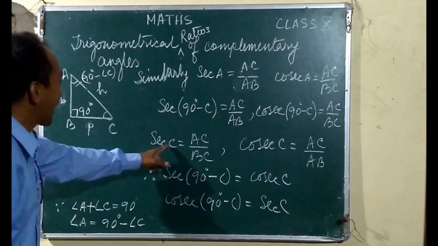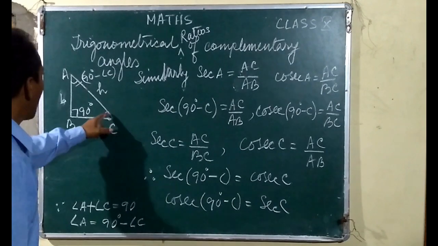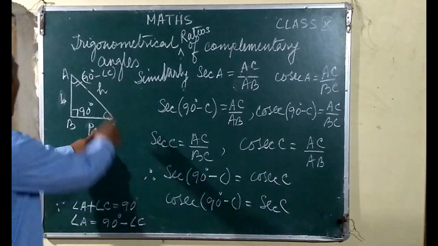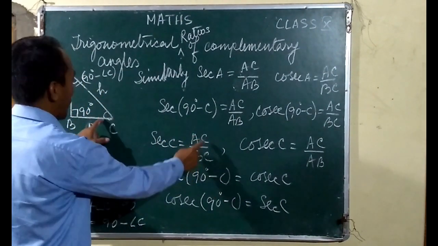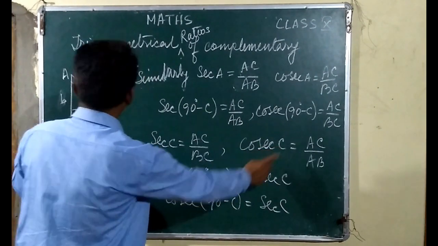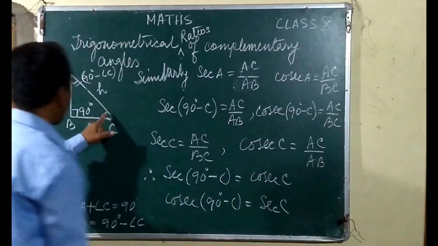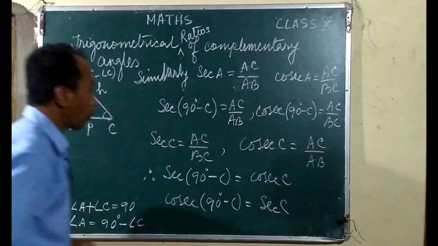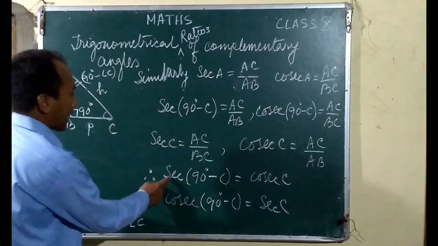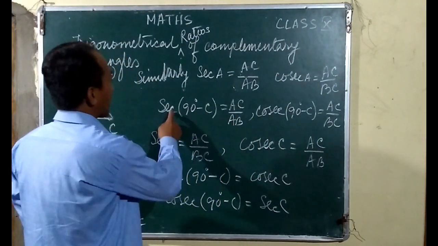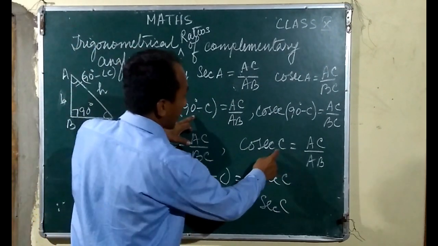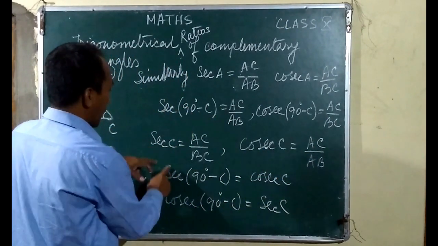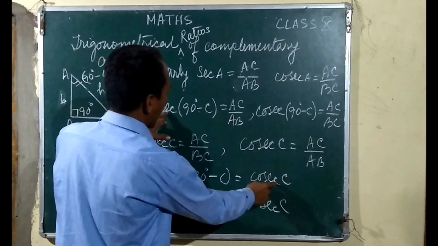Now we find out sec C. So when we measure this angle, this becomes a perpendicular and this becomes a base. So hypotenuse by base. Cosec C: since we are measuring this angle, this becomes perpendicular, so hypotenuse by perpendicular. Now what do we see from here? Sec 90 degree minus C is equal to cosec C, AC by AB. These two are same. So in place of sec 90 degree minus C, we can write cosec C.